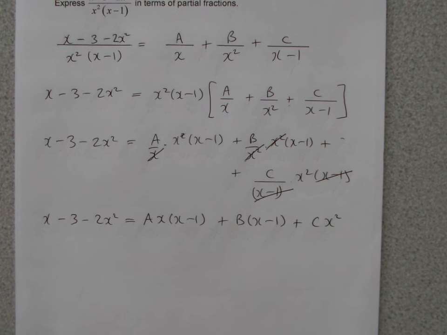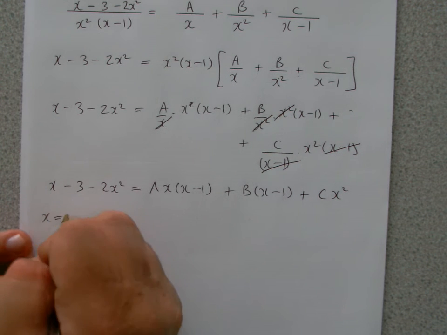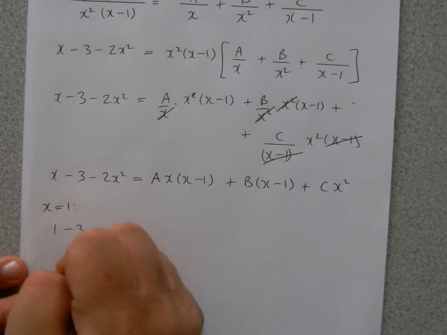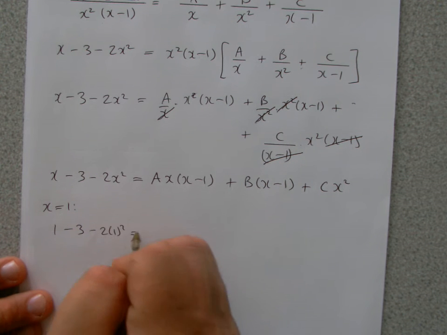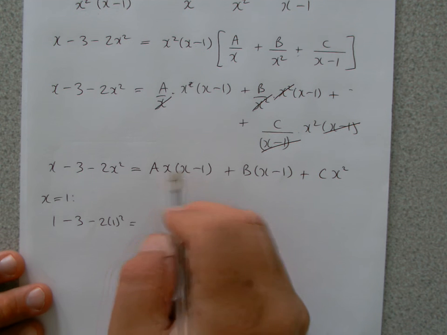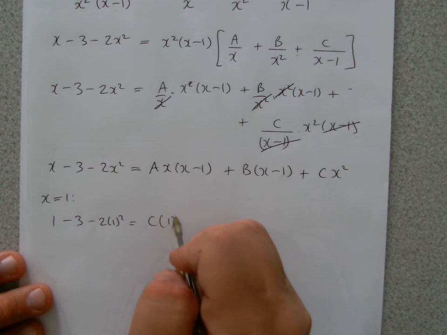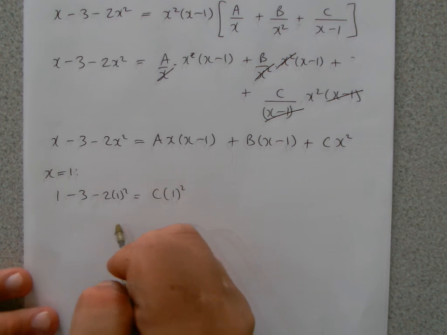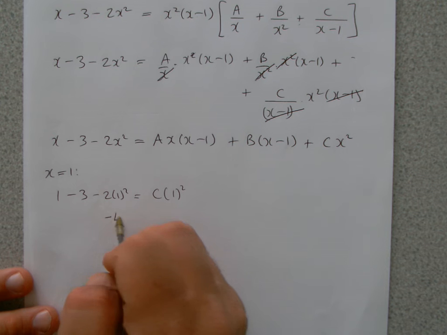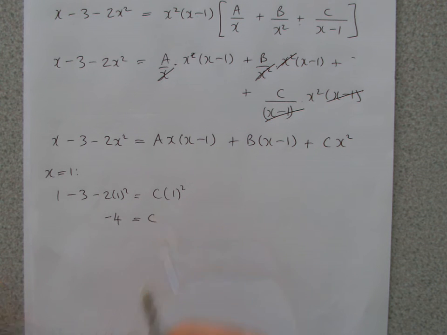So then, same process as before, you set x to be a value. I think here we can set x to be 1. So if I set x to be 1, on the left hand side you get this. Setting x to be 1 there, that will be 0, so that whole thing goes, and I just end up with c times 1 squared, and the left side would be negative 4, I think. And 1 squared is just 1, so that'll be c for you.